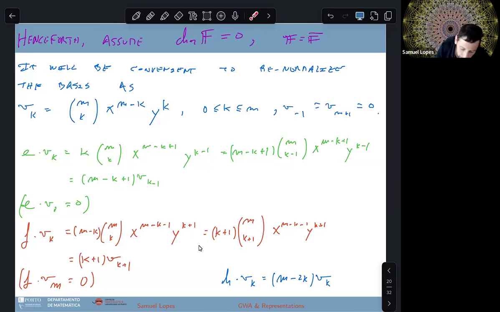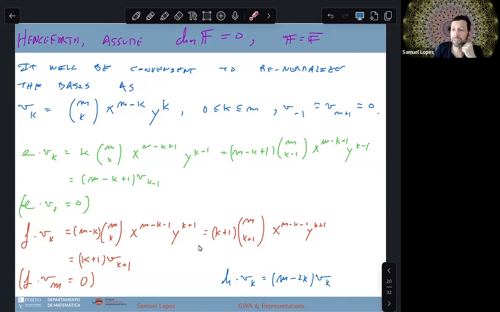So E is kind of going down on the indices, and when it hits 0, E will kill it. Okay, and F will be going up. It's the same kind of calculation, I won't do it again. So F will send Vk into k plus 1 times Vk plus 1. And H, how does H act on Vk? Well, H was really just recording the exponents, so it's going to be m minus k minus k. So m minus 2k. H will be acting just by multiplication by m minus 2k on the basis vector Vk.